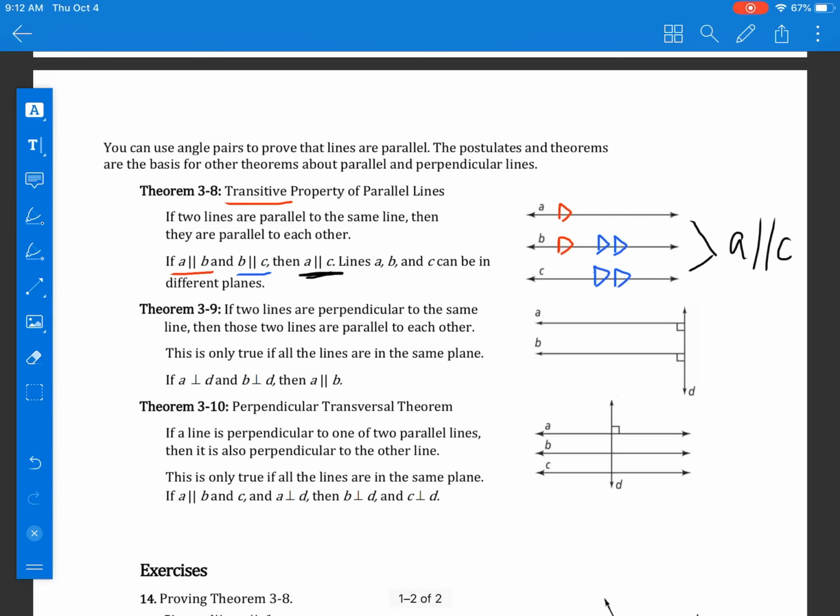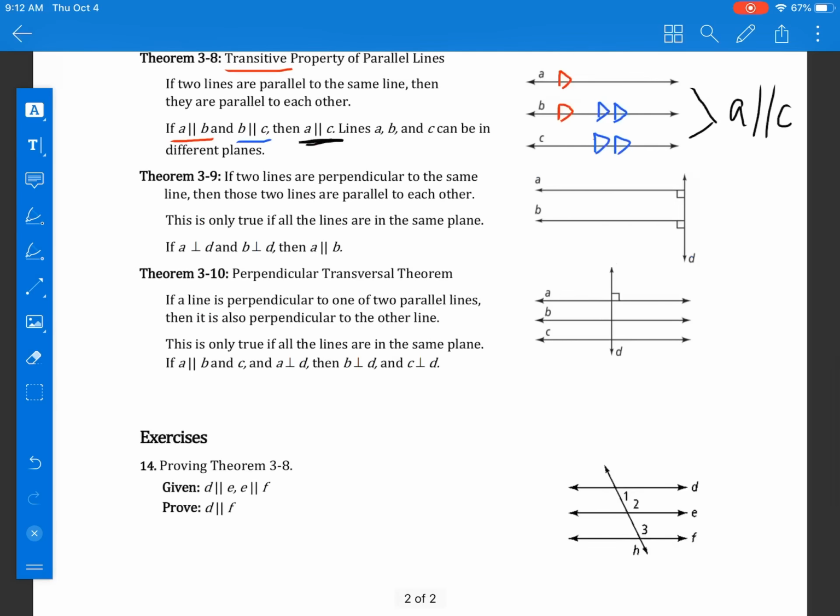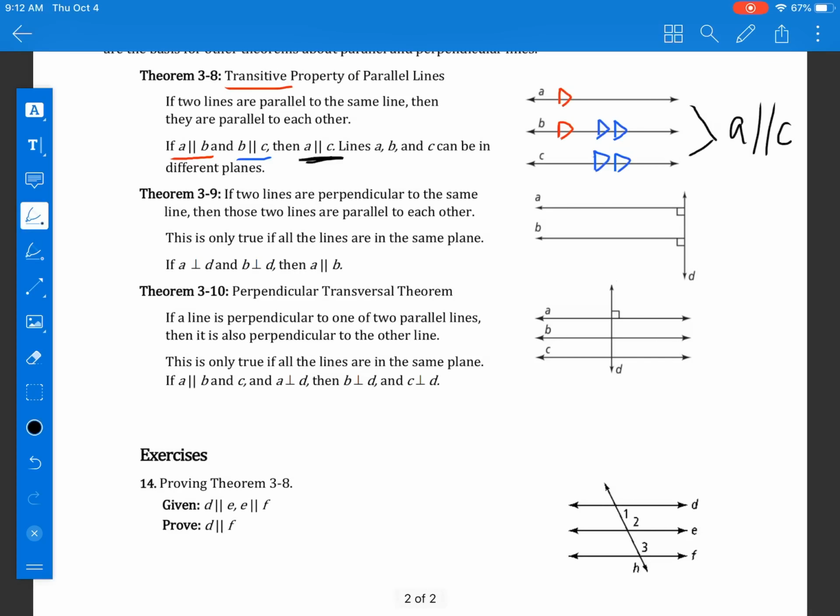Looking at theorem 3-9, it says if two lines are perpendicular to the same line, then those two lines are parallel to each other. So in this picture, it shows that if A is perpendicular to D and B is perpendicular to D, then these actually end up being parallel lines. So we can include in there that A and B are parallel. That's what we can add into our picture.